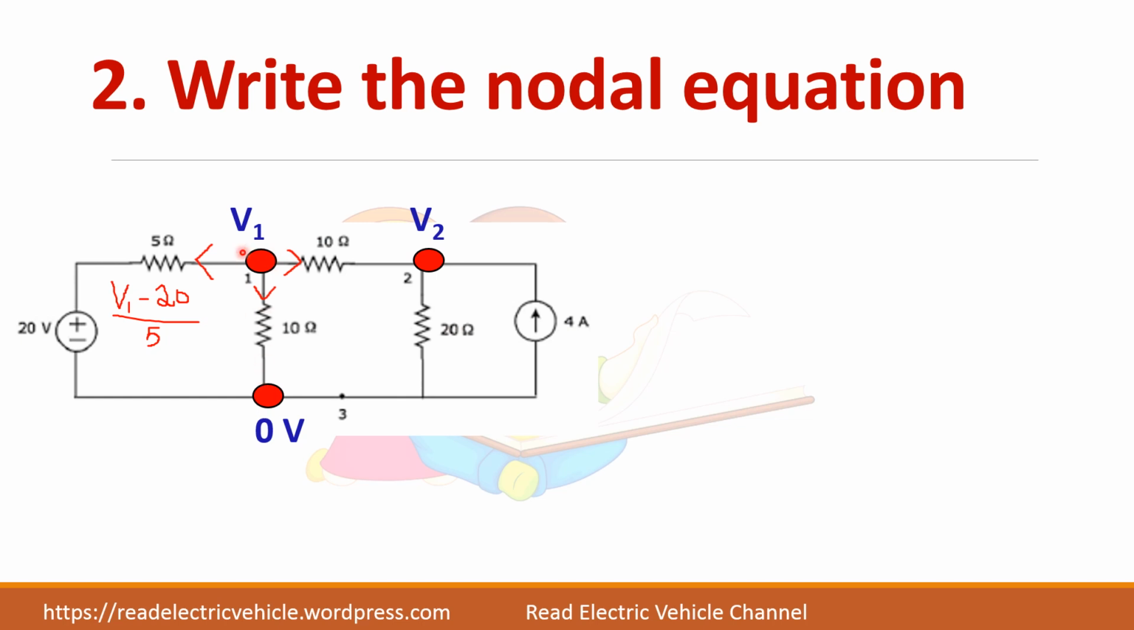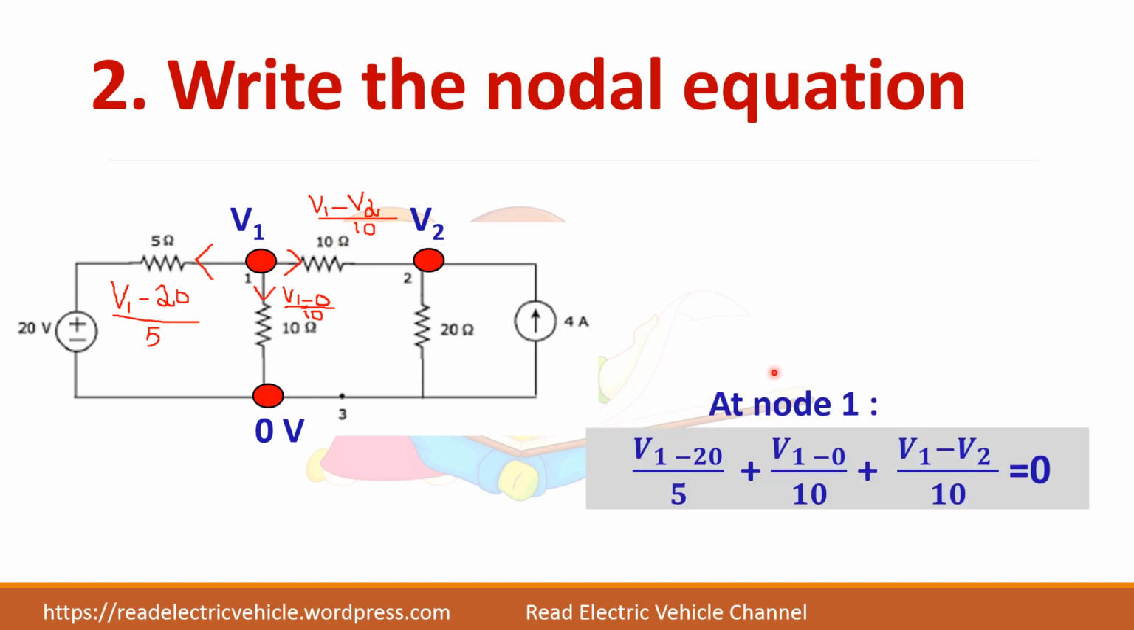What is the current through this one? V1 minus 0 by 10. And here there is another node, so you have to write (V1 minus V2) divided by 10. So your nodal equation will be the sum of the currents. Here all the currents are leaving the node, so the sum of the currents should be equal to 0. So first (V1 minus 20) by 5 plus this current is equal to 0.